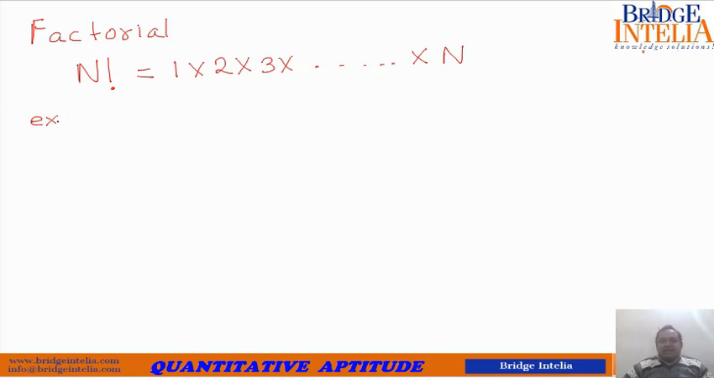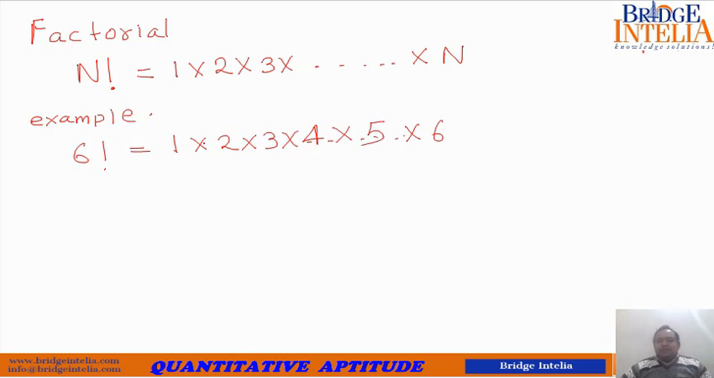You can take an example, for example, 6 factorial. What would be the meaning of 6 factorial? 1 into 2 into 3. You have to keep multiplying numbers up till 6. If you actually calculate the value, 1 into 2, 2; 2 into 3, 6; 6 4s are 24; 24 5s are 120; 120 6s are 720. So this is the meaning of factorial.